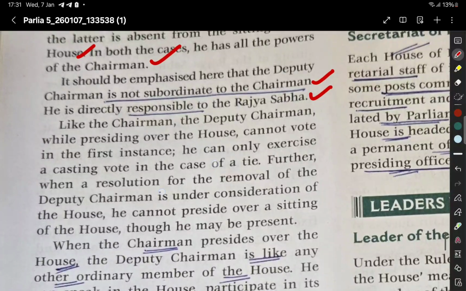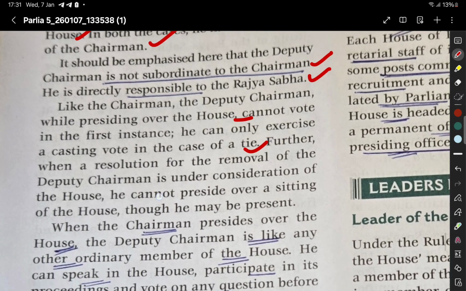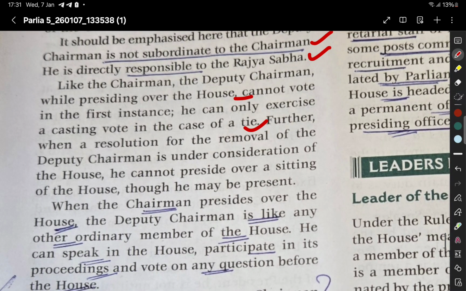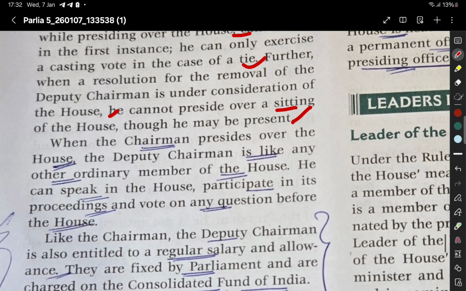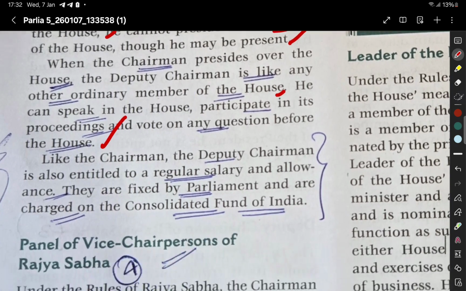As Chairman, the Deputy Chairman, while presiding over the House, cannot vote in the first instance. He can only exercise a casting vote in the case of a tie. Further, when a resolution for the removal of the Deputy Chairman is under consideration of the House, he cannot preside over a sitting of the House, though he may be present. When the Chairman presides over the House, the Deputy Chairman is like any other ordinary member of the House. He can speak in the House, participate in its proceedings, and vote on the question before the House.